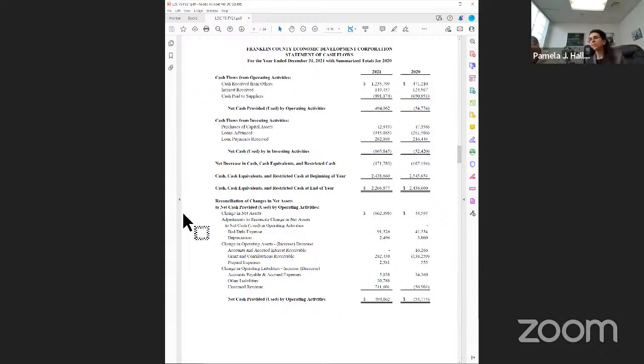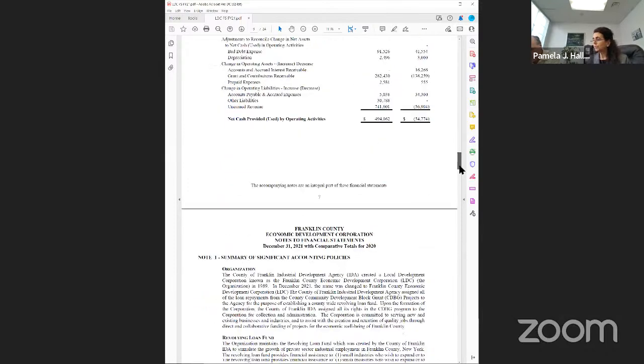And then we go on to the statement of cash flows. So we did have an overall net decrease in cash of 172,000. This just shows you what happened to it. You did advance loans of 945,000 and you received repayments of 282,000. So that's it for the statements. Then we can go on to the notes.